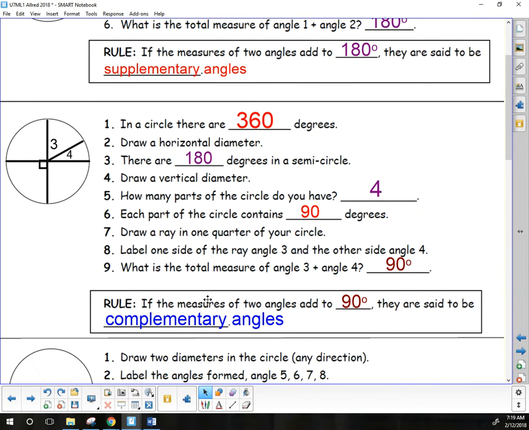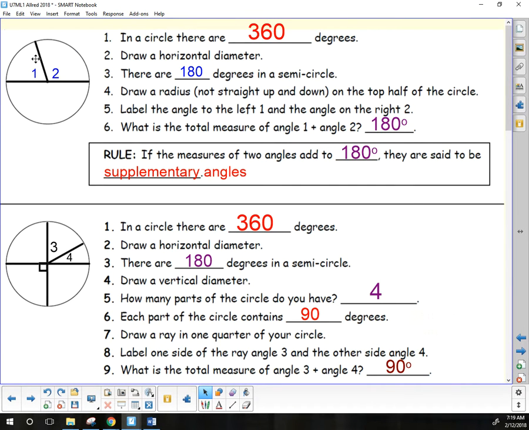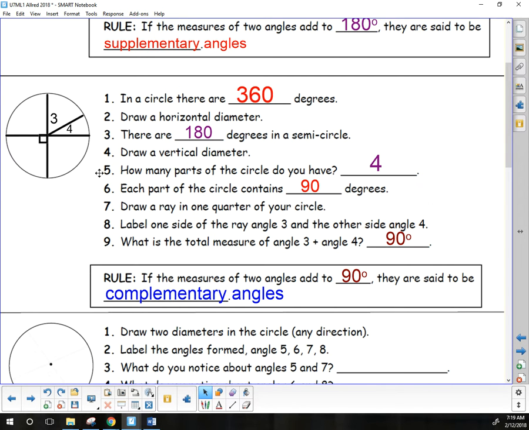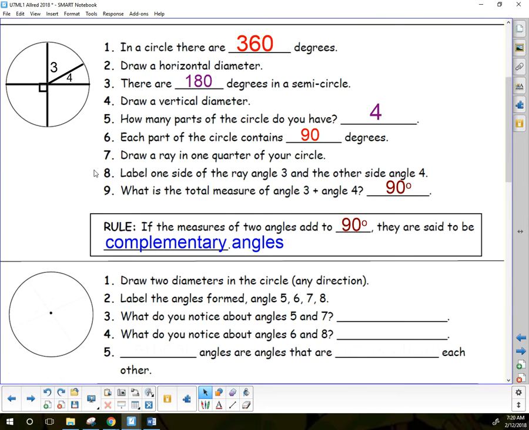We've learned another vocabulary word now. So you got supplementary angles. Those are two angles that add up to 180. They form a straight line. Two angles that add up to 90 and form a right angle are called complementary angles.